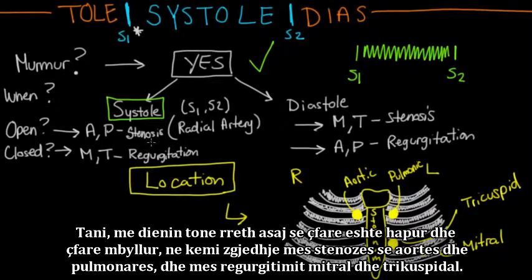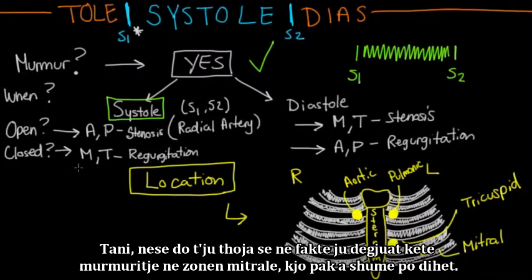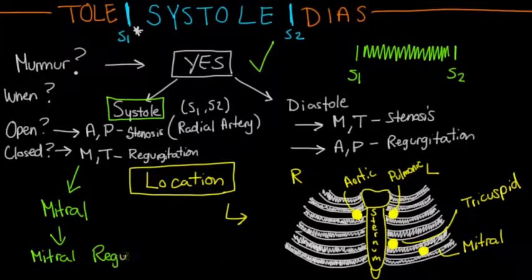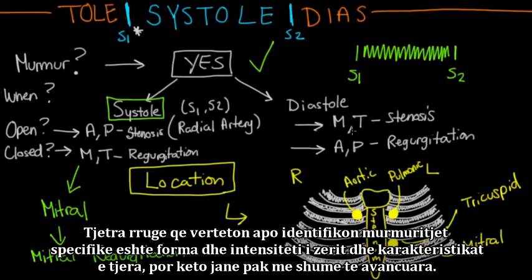Now, with our knowledge of what's open and what's closed, we have choices between aortic and pulmonic stenosis and mitral and tricuspid regurgitation. So now, if I told you that you actually heard this murmur in the mitral area, that pretty much gives it away. And so this murmur was that of mitral regurgitation. Now there are other ways of confirming or identifying which specific murmur it is, such as the shape and intensity of the sound and other features, but those are a little more advanced.